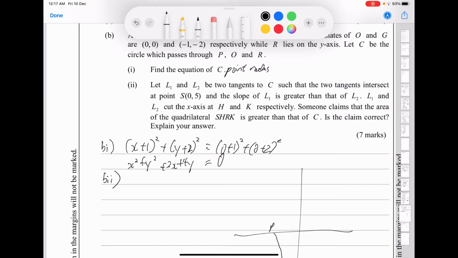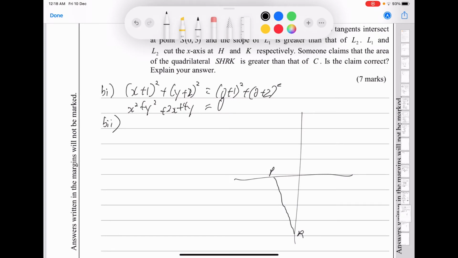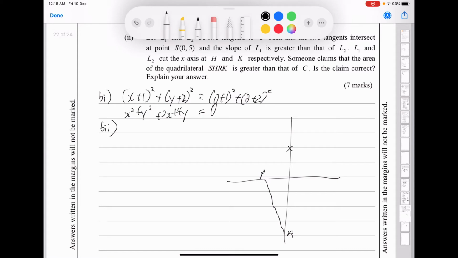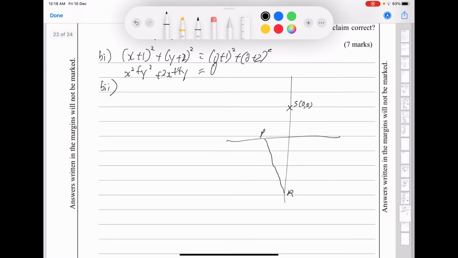Two tangents intersect at point S such that the slope of L1 is greater than that of L2. L1 and L2 cut the y-axis at H and K respectively. Someone claims that the area of quadrilateral SHRK is greater than that of C. Is the claim correct? So we first need to draw. S, where's S? S is there, here. (0, 5). P. G. Okay. This will be the circle.